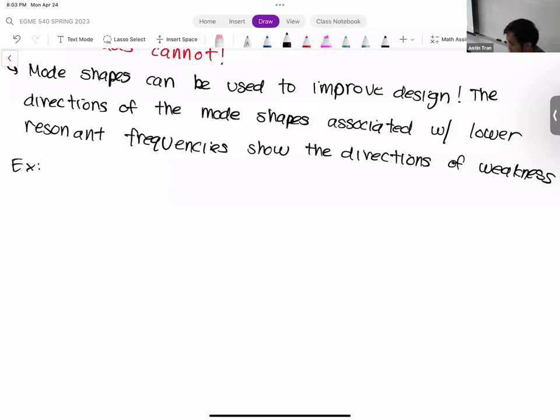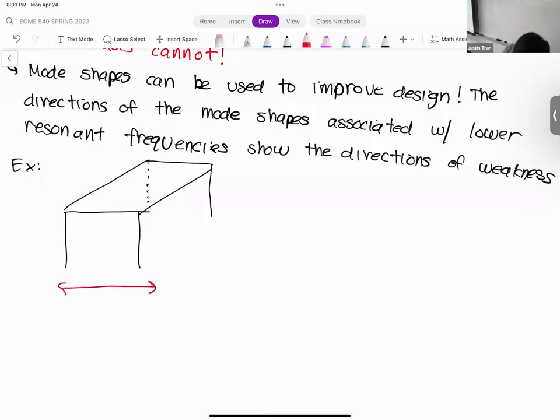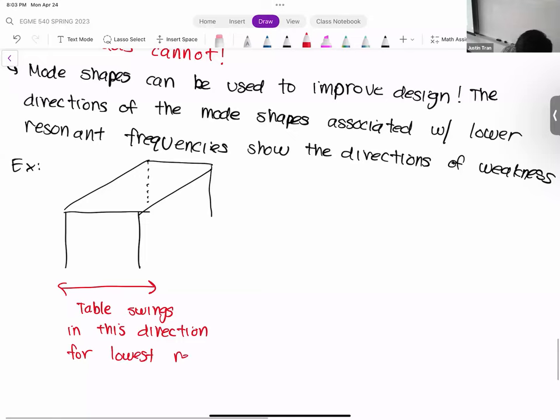For example, let's say we have a very simple table. And let's say we ran it through ANSYS, okay? And what we found is that the lowest resonant frequency had a mode where the table was swinging in this direction. So from our perspective, it's going to sway from left to right. Okay. And so that means that our structure can be strengthened in that direction.